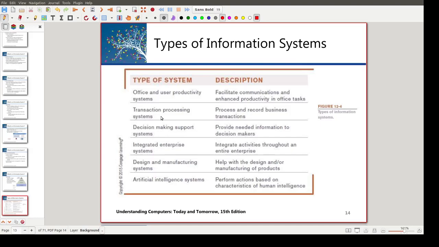So by processing and recording the business transactions, you are working for transaction processing systems. There are decision-making support systems which provide needed information to decision makers. There are integrated enterprise systems that integrate activities throughout an enterprise. There are also design and manufacturing systems which help the design and/or manufacturing of products. And finally, there are the artificial intelligence systems that perform actions based on characteristics of human intelligence.